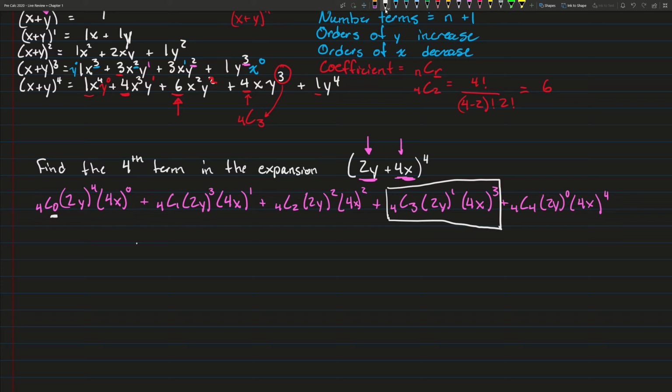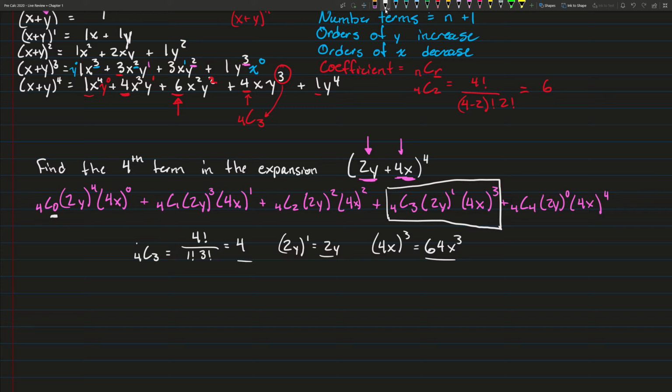Right, so 4 choose 3, I'm just going to do this in my head because I think I can do it faster. It's 4 factorial over 1 factorial 3 factorial, which I think is just 4. Yes. 2y to the first is just 2y. And then 4x cubed. 4 times 4 is 16 times 4 is 64 x cubed. All right, so we need to multiply these three things together, and then we get our answer.